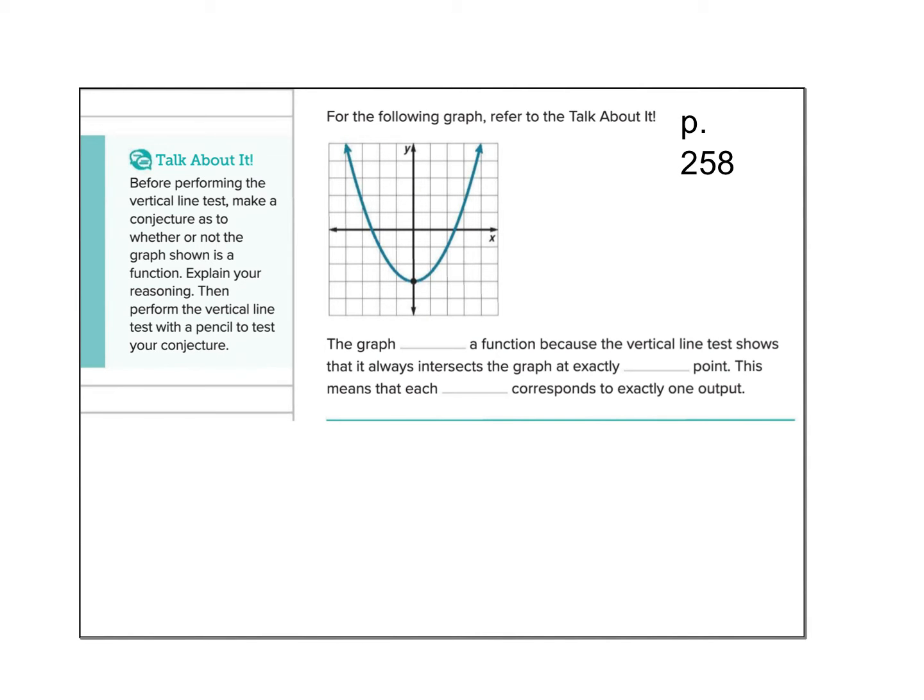All right, go to page 258. I have another graph here. Let's see if we can tell if this is a function or not. What do you think, first of all? I am going to draw a vertical line. Looks like it crosses once. I'll draw another one. Crosses once. I'll draw another one. Crosses once. So this graph is a function. Yes, it's a function.